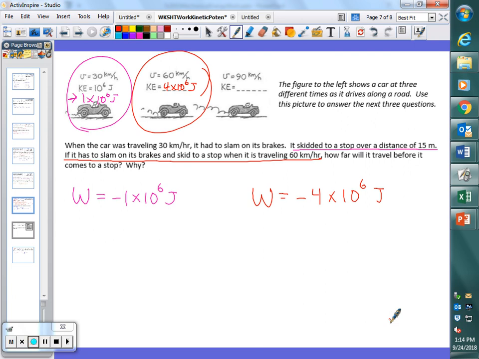So let's talk. First, do we understand that work has to be done to bring this car to a stop? Because we have to change the energy. Do we understand that the energy is decreasing when we bring a car to a stop? Are we okay with that idea? Do we understand that the final energy that the car has when it stops is 0? Are we good with all those things? Does it make sense where these 2 numbers come from then? Yes. Okay? This is how much energy the car has when it's going 30 before it slams on its brakes. This is how much it has when it's going 60 and slams on its brakes.